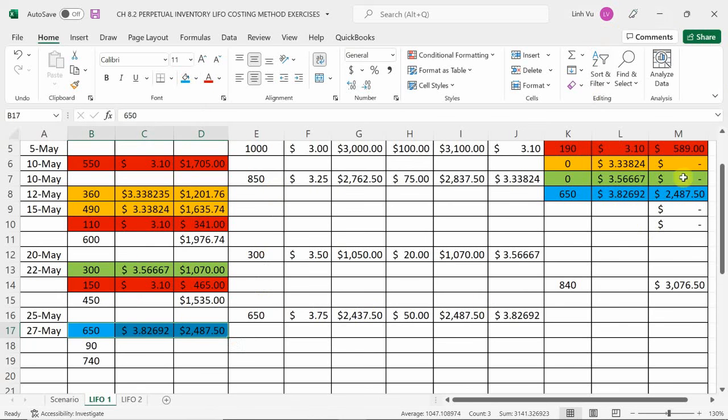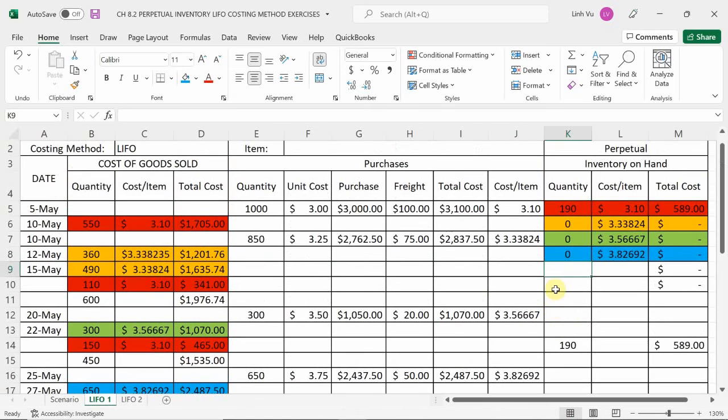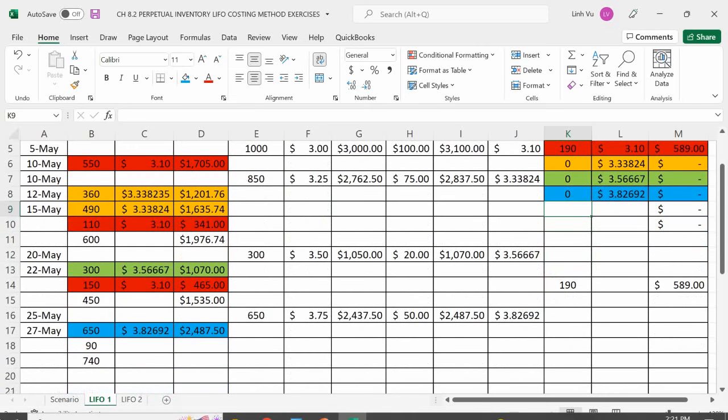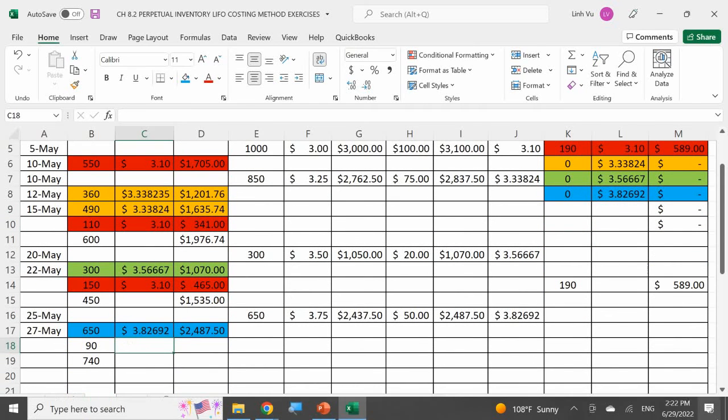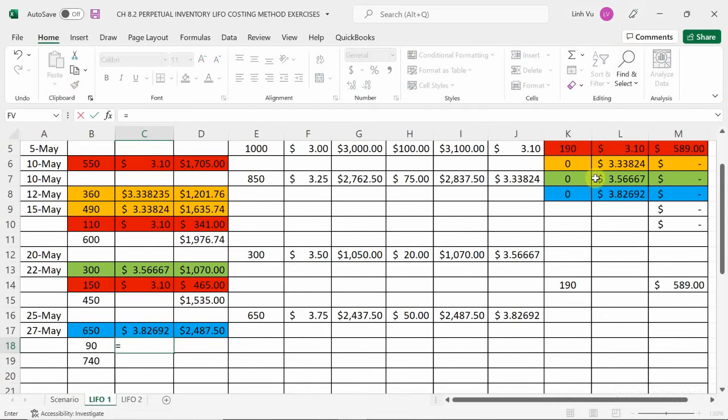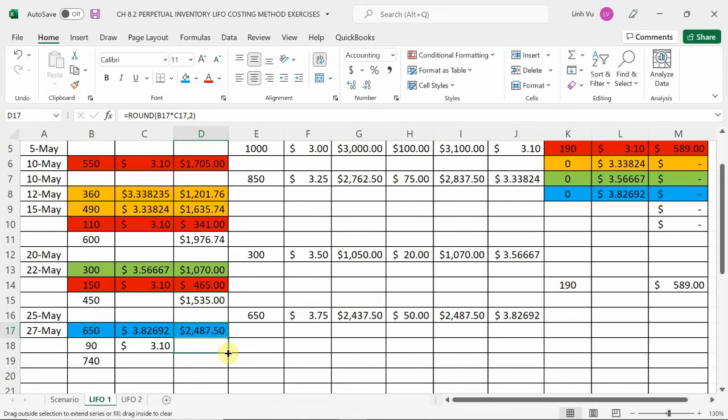Okay. So that means I'm getting rid of this entire thing. Gone. Okay. So then I also need to sell 90 units more from my red batch at $3.10. So what is my total cost of goods sold if I sold 90 units at $3.10? $279.